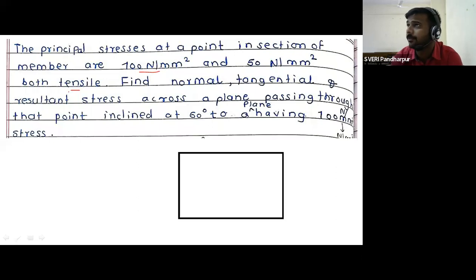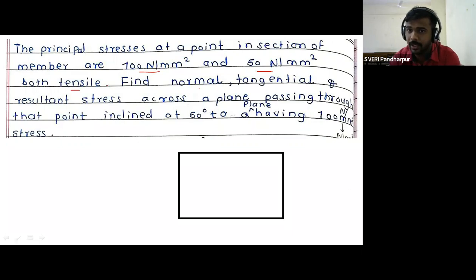So please keep in mind, figure is not given, only statement is given, and if the stresses are mentioned like that, 100 Newton per mm square and 50 Newton per mm square, in these both values, the first value always consider the sigma x, and second value will be your sigma y. 99% problems are there where sigma x is greater than sigma y. So first value will be your sigma x, second value will be your sigma y. Both are tensile, they have mentioned.